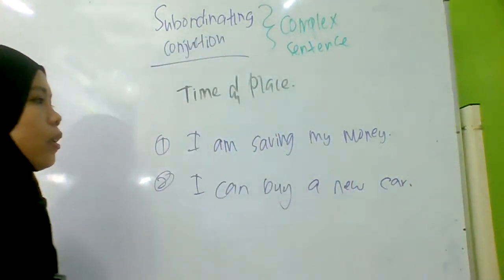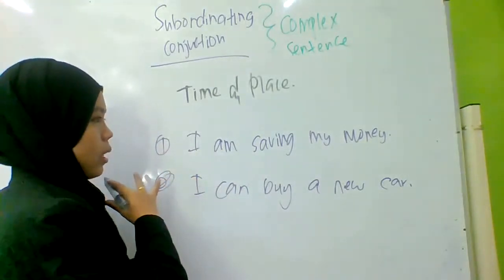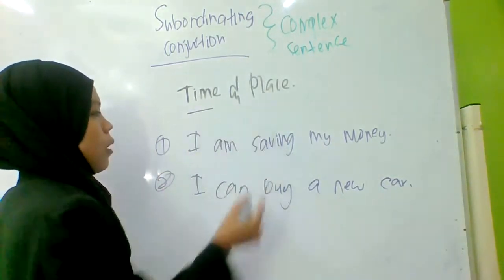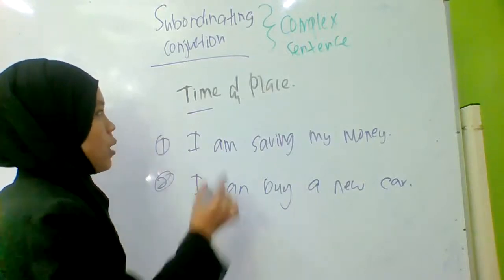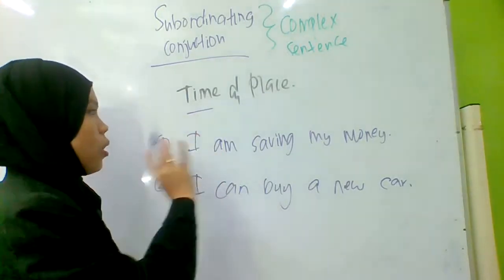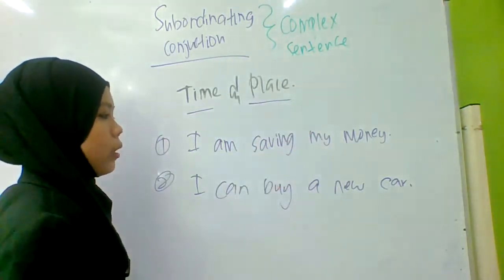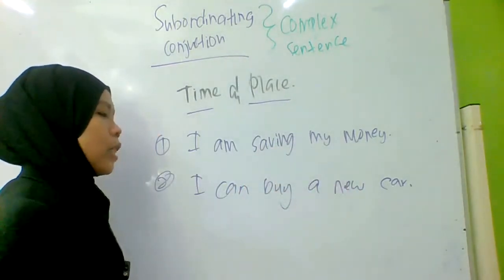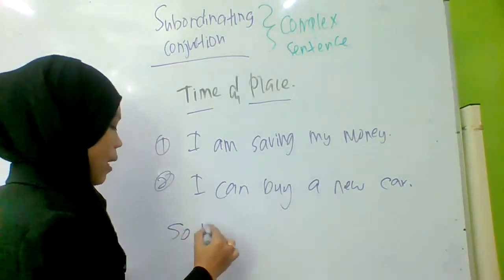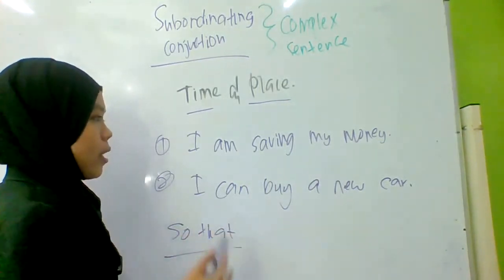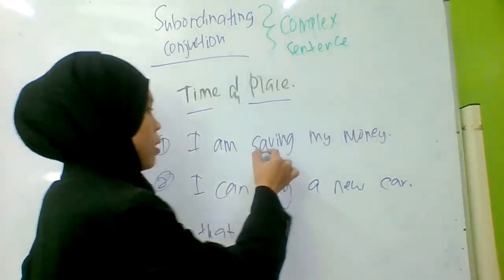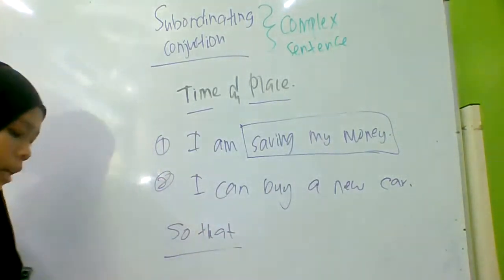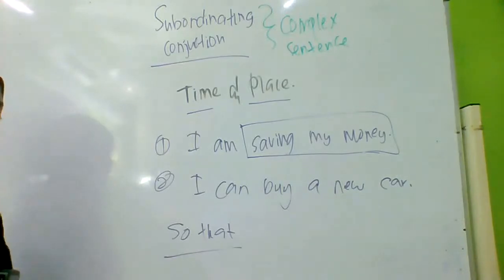After we are done, we build two sentences. You can use it for time because you want to mention time. It's not suitable for place because none of it states place. So: I am saving my money so that I can buy a new car. Until you finish saving your money and have enough money, then you will buy the car. So that is signaling the timing.